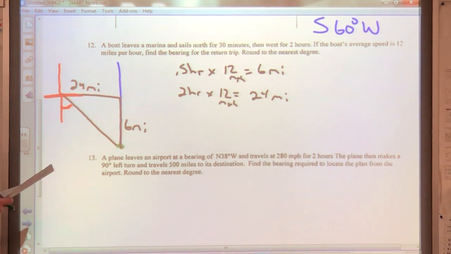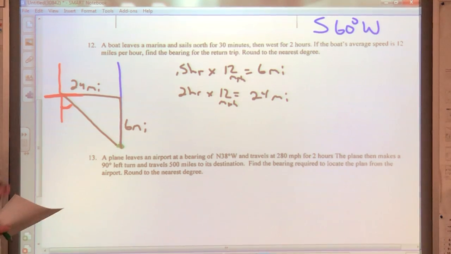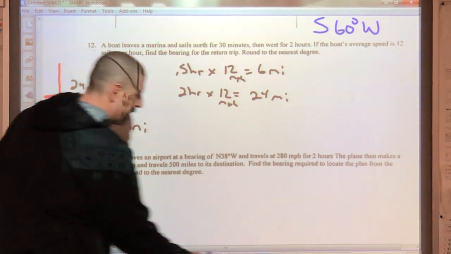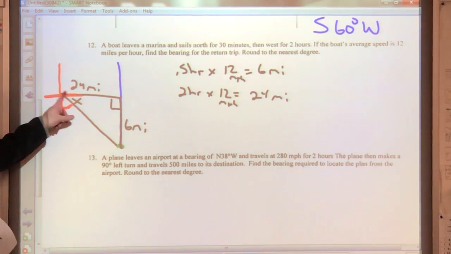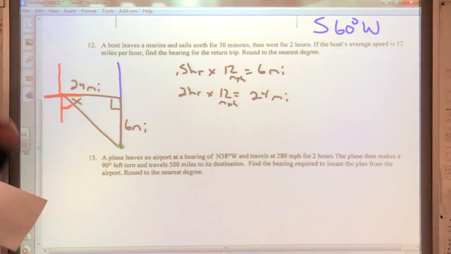Okay. Well, we can't find that angle. You want to know why? It's not in the triangle. So what we're going to do is find x. That's 90. We'll take 90 minus x. That'll give me the red angle.